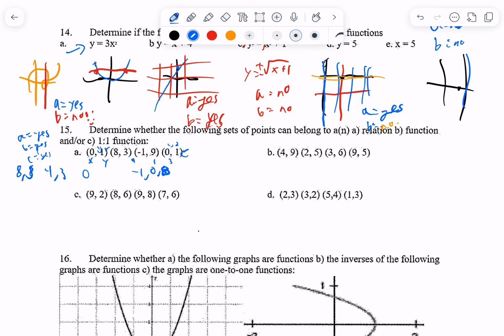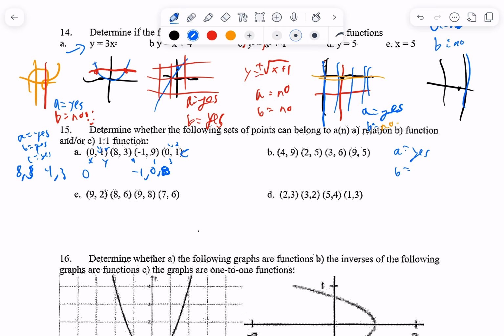Yes, because the y's don't repeat. Okay, so now let's go into this one. It is a relation because it always sticks to its points. Now B, it is a function because two x's don't equal the same number.